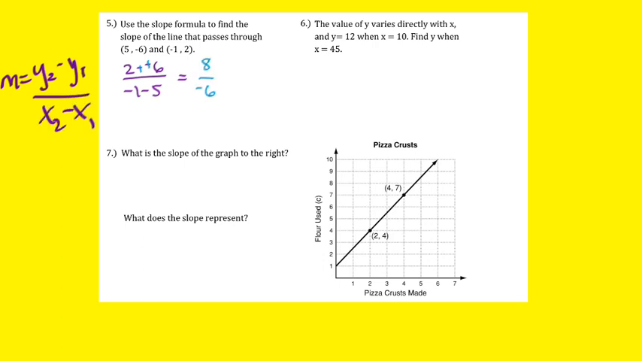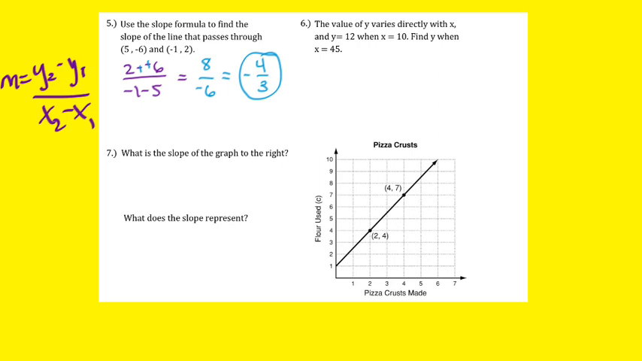And I'll write that on the side for you. And I want to reduce these. Just a reminder, if I can reduce a fraction, I'm going to. Not making it a mixed number, but just reduce the fraction. Now on number 6, this is a different kind of question. This is a direct variation question.